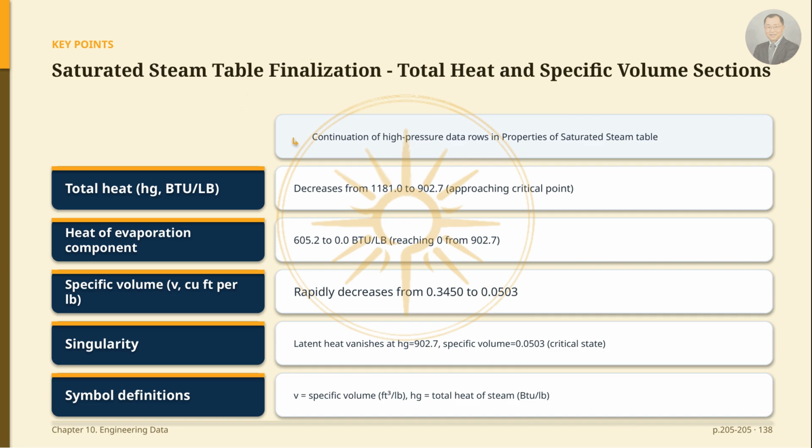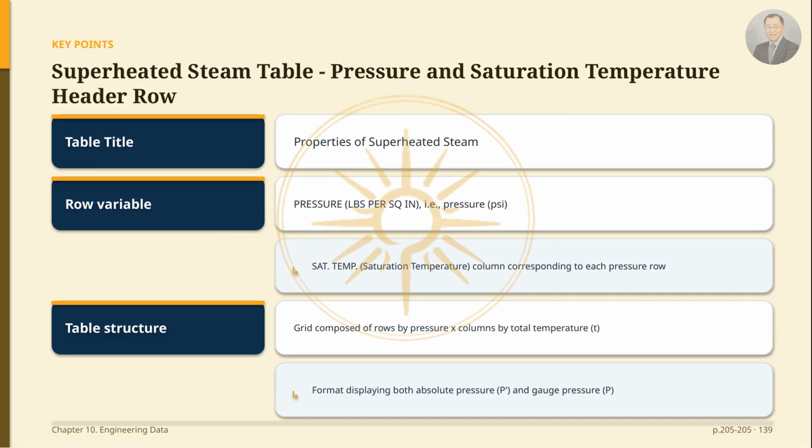The point where this value becomes 0 is the critical state, where the distinction between liquid and gas disappears. Third, the specific volume in cubic feet per pound decreases sharply from 0.3450 to 0.0503, meaning the steam is compressed as pressure increases. Here, V represents the specific volume in cubic feet per pound, and Hg represents the total heat of steam in BTU per pound. From here, I'll introduce the properties of superheated steam table.